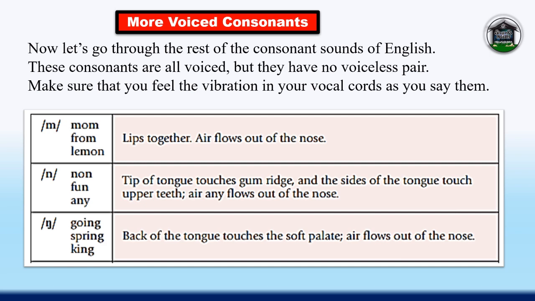Now, let's go through the rest of the consonant sounds of English. The following consonant sounds are voiced, but they have no voiceless pair. Make sure that you feel the vibration in your vocal cords as you say them. Spelled with the letter M. Mom, from, lemon. For this sound, the lips are together and the air flows out of the nose. Spelled with the letter N. Non, fun, any. For this sound, the tip of the tongue touches the gum ridge, and the sides of the tongue touch the upper teeth, and the air flows out of the nose.